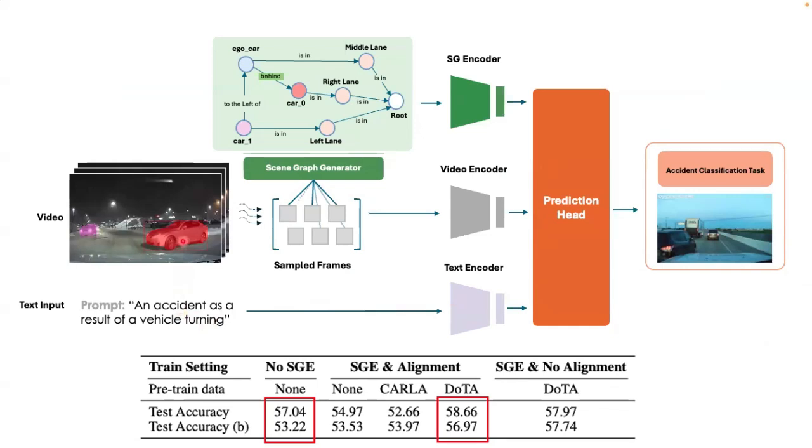Our system takes a text caption and video as input, and sampled frames are used to generate scene graphs. Embeddings from the graph, video, and text modalities are aligned within a contrastively trained model, and a prediction is made for the accident class. The added signal from the scene graph modality boosts system performance by over 3%.